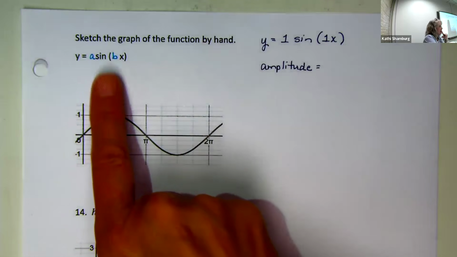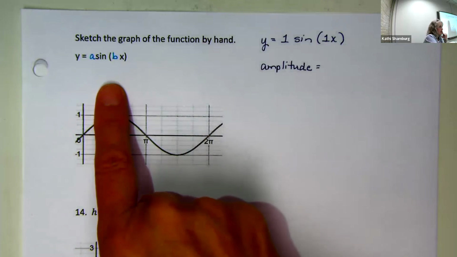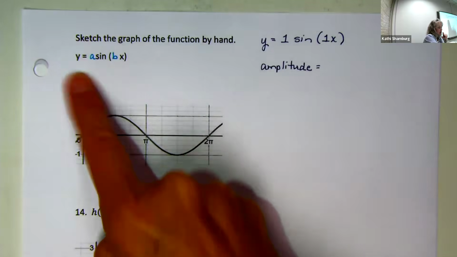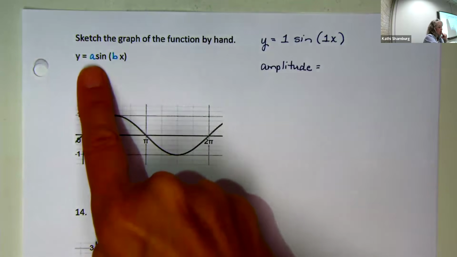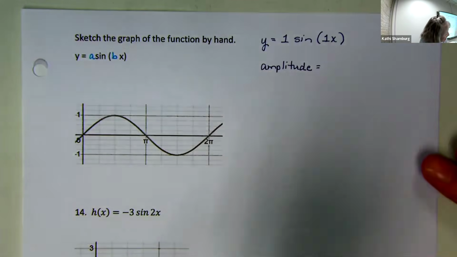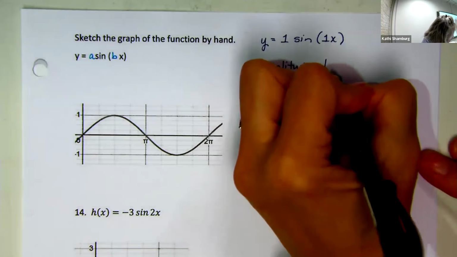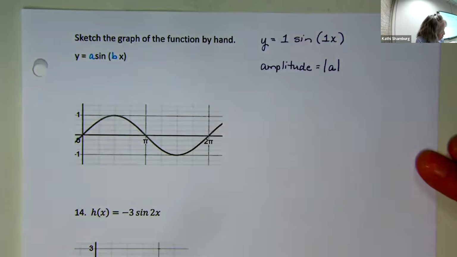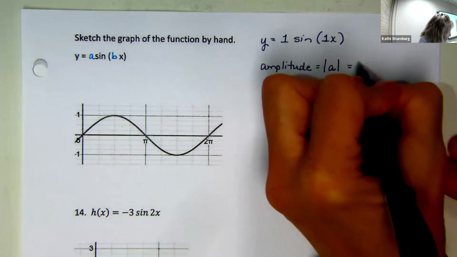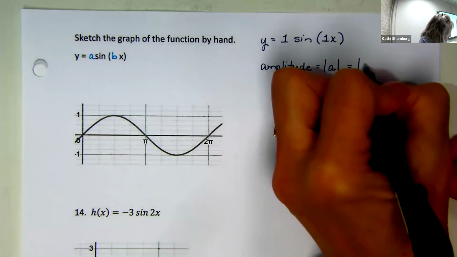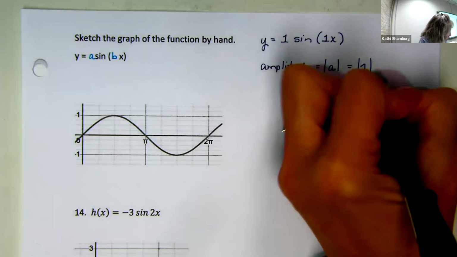What is it here? The period? Nope, I want to know where the amplitude is found here. Is it the A or the B? It's the A, and it is the absolute value of A. So, of course, in our case, it is the absolute value of 1, which is 1.